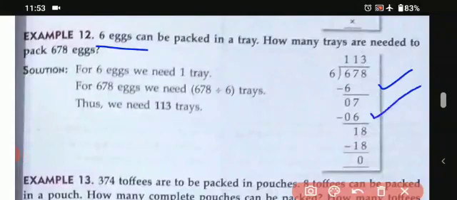So it becomes 18, because we have to write down the remaining digit here. So that becomes 18, and 6 threes are 18. So this is what we got. So now that means 113 trays we needed.